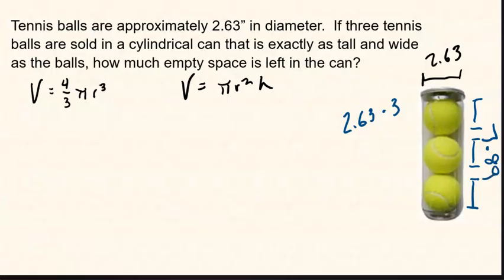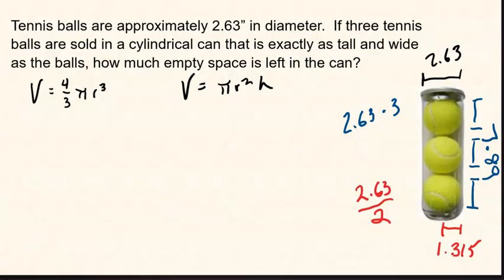So now I have my dimensions for my cylinder and my sphere. The only thing to be aware of is that we are dealing with a diameter, and what we need is a radius. And the radius is half the diameter. So I'm going to take 2.63 and divide it by 2, or you can multiply it by 1/2, which is my preferred method. And I'm going to get a radius of 1.315.